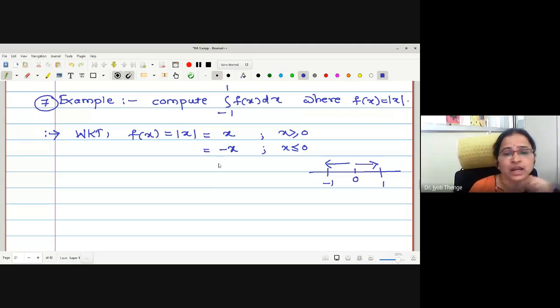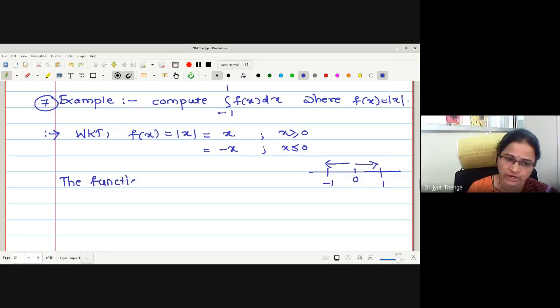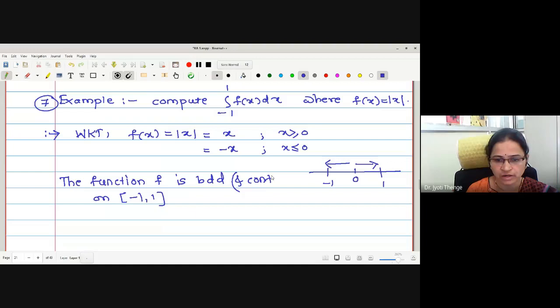Now let me check whether the function is bounded on the given interval or not. Yes, function mod x on minus 1 to 1, bounded or not? Yes, ma'am, bounded. Yes, the function f is bounded because it takes all the values between minus 1 to plus 1 only. Function f is bounded and continuous also. The continuity is not needed. Bounded and continuous on minus 1 to 1.